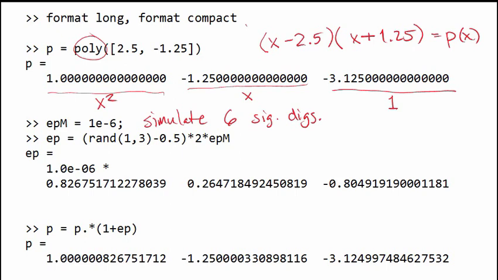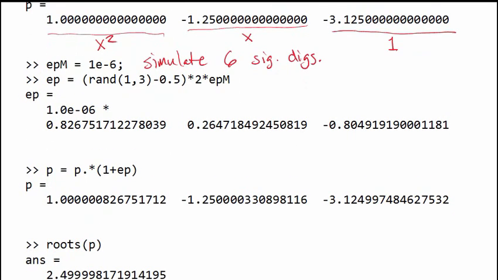Okay, and how we do that is we introduce a relative perturbation in each coefficient. So here's the size of our perturbation. rand is a built-in function which returns a random number between 0 and 1. So I have 3 random numbers, 1 for each coefficient of p. From those random numbers I then subtract 1/2 so that they lie between minus 1/2 and 1/2, and then I multiply by 2.